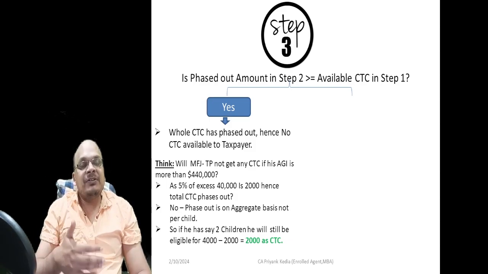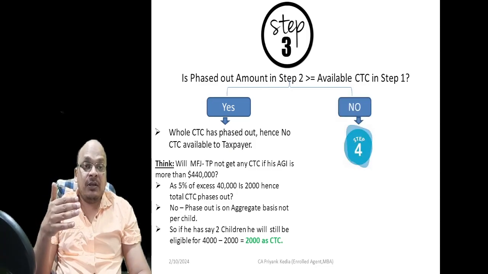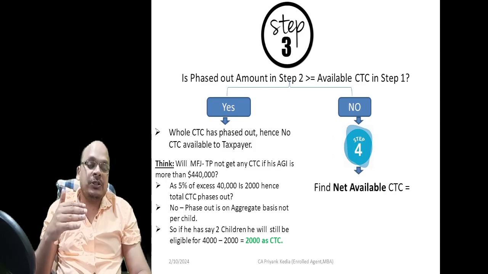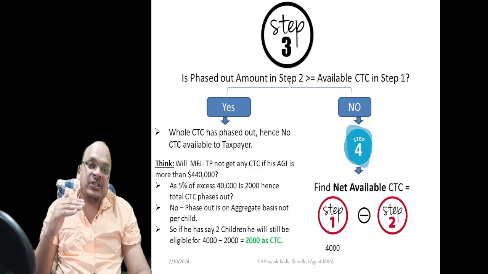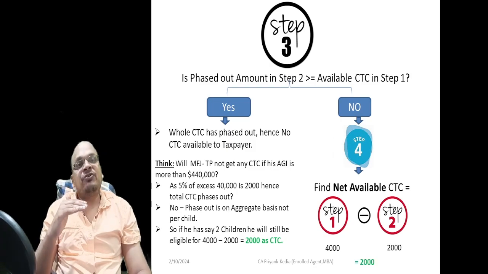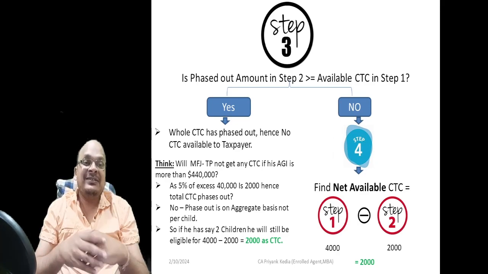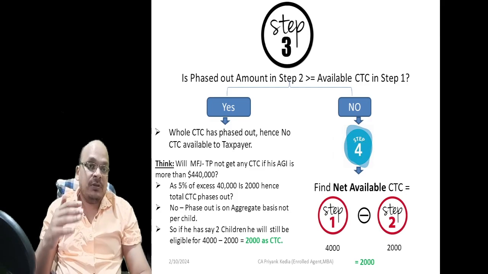But what happens if the phase out amount is less than the child tax credit, right? If the phase out amount is less than the child tax credit, then we'll do a simple calculation in step 4. That will be the maximum available child tax credit minus the phase out amount. In our case, $4,000 was the maximum available child tax credit. Phase out amount was $2,000. Therefore, the balance child tax credit will be $2,000, still remaining with the taxpayer that he can claim as a non-refundable credit, right? Let's see another condition.